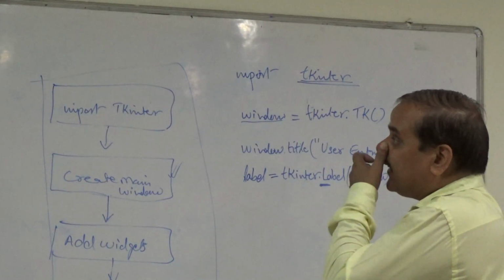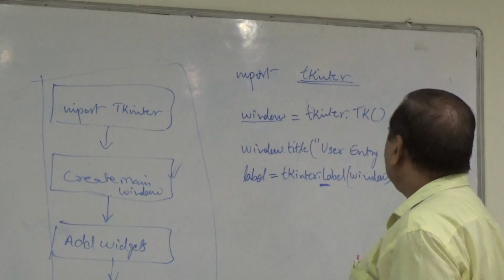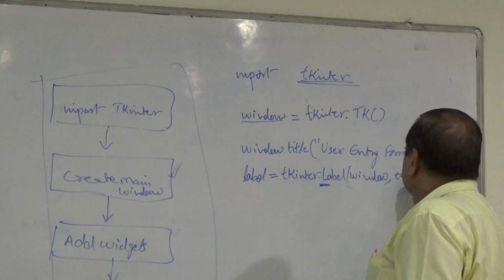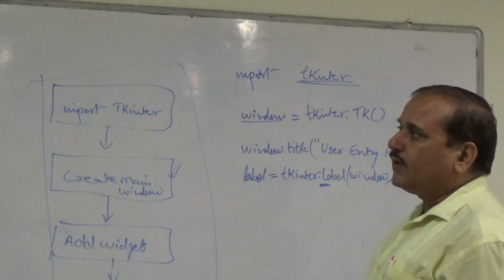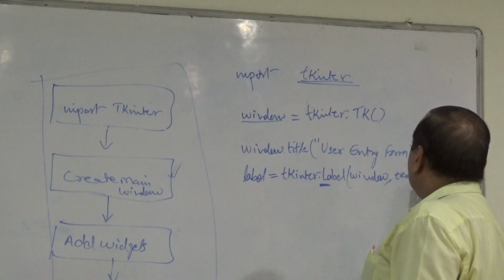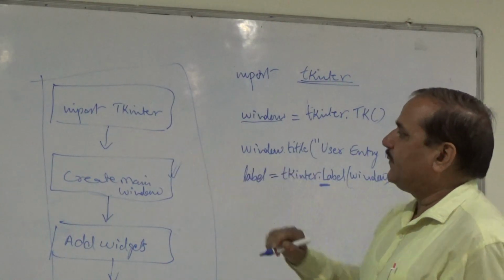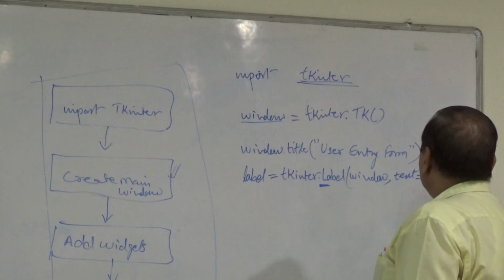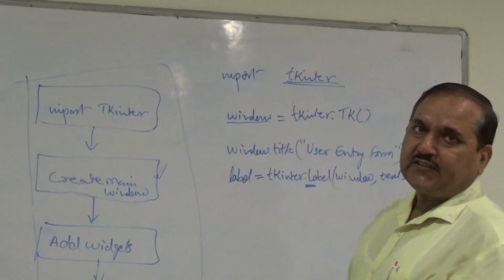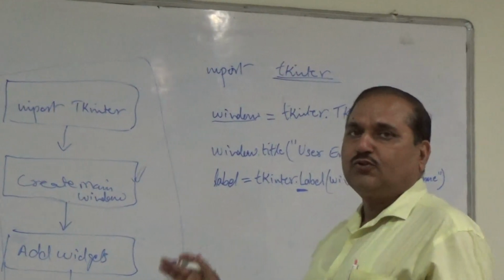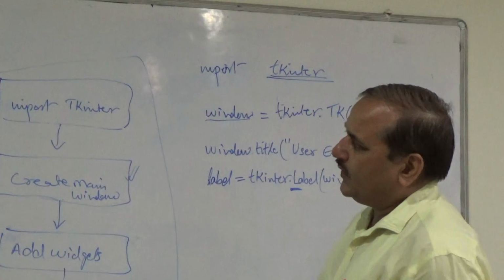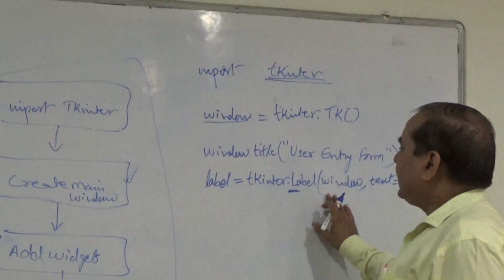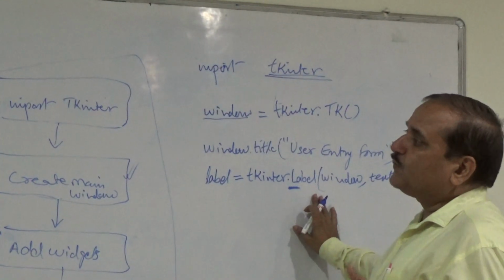After that, what will be the text? So your text is, we are going to write here, this is the second parameter, the second argument, text equal to, giving the name, that is your name. If you want to mention the length and width, you can also mention it, but here we are not going to consider that.